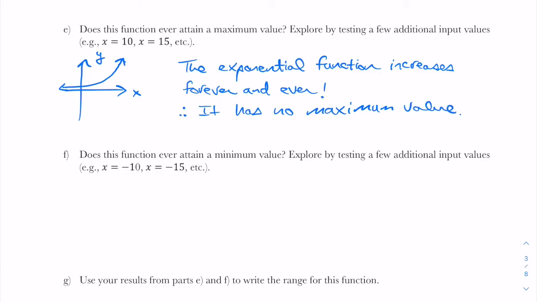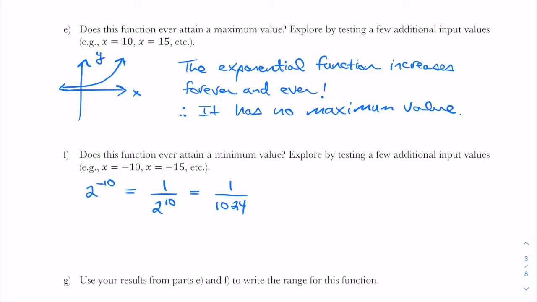Okay, similar question in part F. Does this function ever attain a minimum value? So we can actually look at the graph and also test this out with some additional points. Look at the graph I drew in part E. You'll see as the function goes towards the left, it does decrease, but it never crosses the x-axis. Let's experiment with this. For instance, if you have 2 to the exponent negative 10, this is equivalent to 1 over 2 to the exponent of positive 10, which is 1 over 1024. What's 1 divided by 1024? I don't know, but it's going to be a really small decimal.